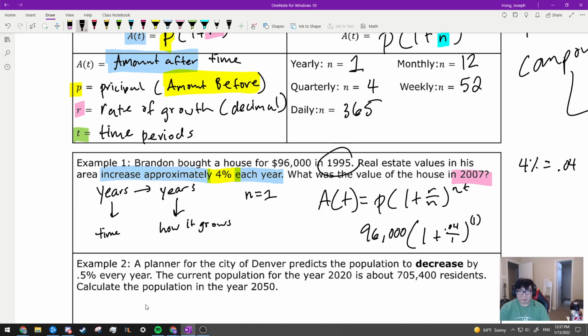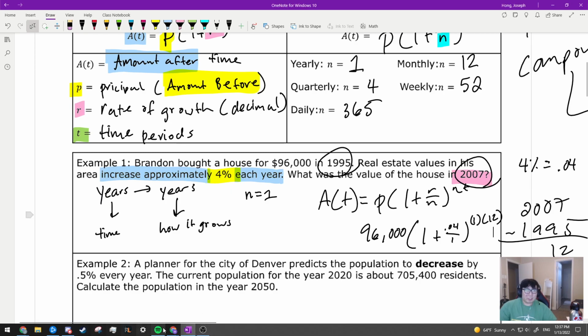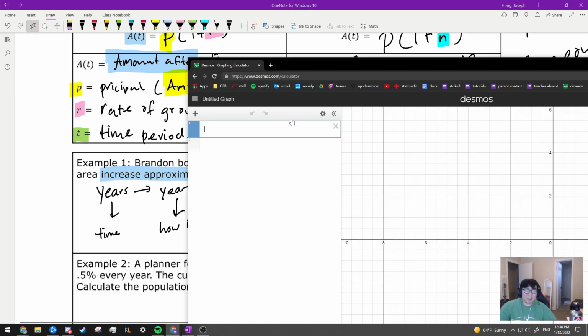Well, I need to figure out what's the difference between 1995 and 2007. So 2007 subtracted by 1995. I have anxiety, so I'm going to use my calculator. 2007 subtracted by 1995, that's 12 years. That's 12. Like that. So very easy. All I gotta do now is plug it into the calculator.